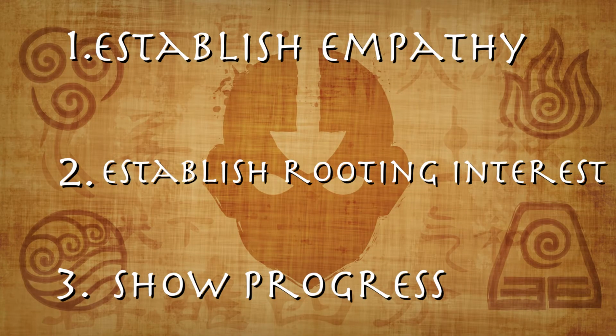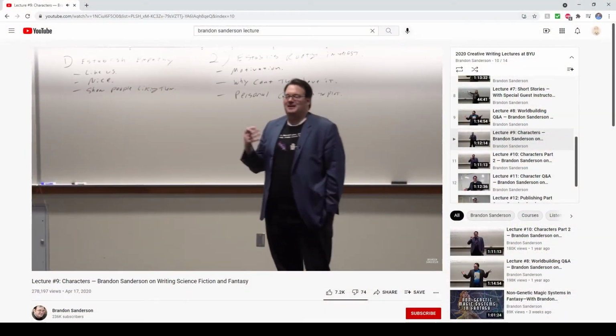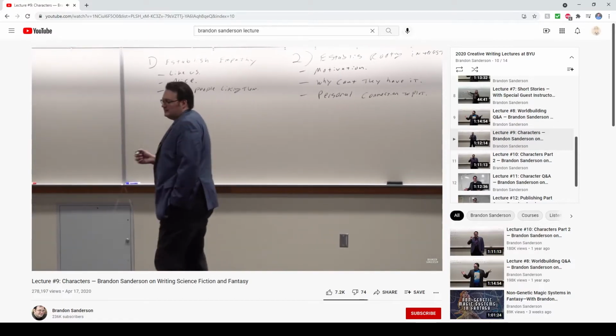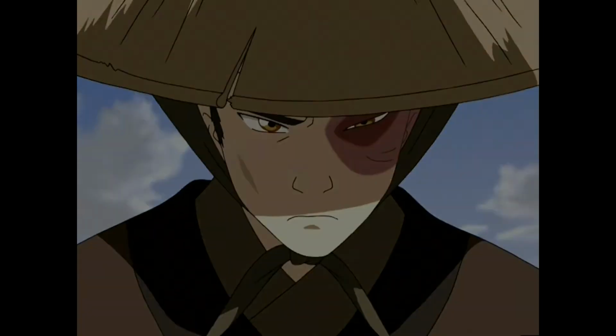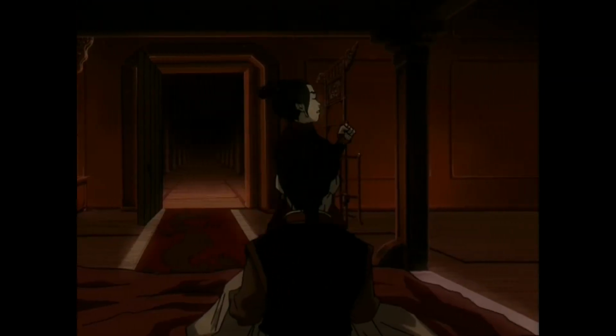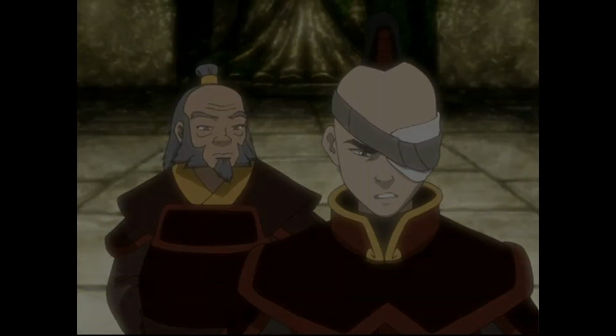Now, let's take a look at the first idea on how to create interesting characters: establishing empathy. Sanderson explains that establishing empathy humanizes the characters and makes the audience want them to succeed. Zuko is a character that is very easy to empathize with. He was abused by his father, lost his mother, and bullied by his sister. He was banished from his nation and lost everything he knows.